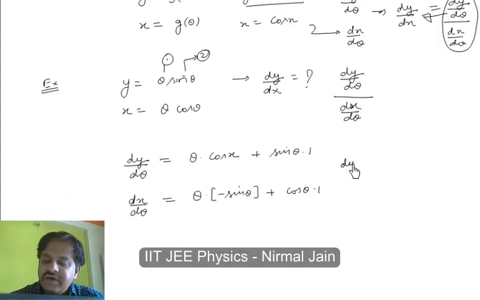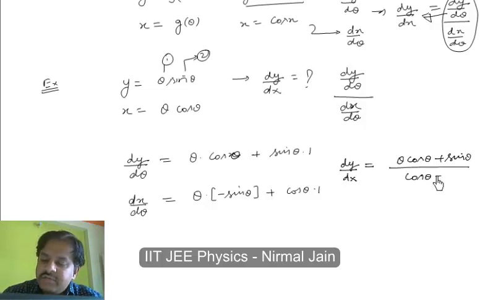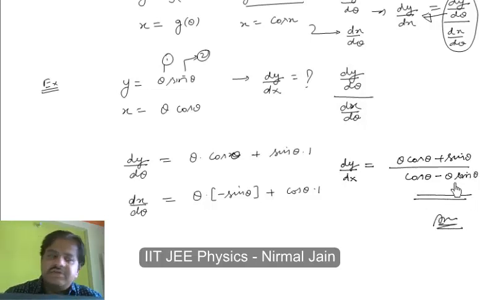So dy/dx is very simple: (theta cos theta + sin theta) divided by (cos theta minus theta sin theta). This is the final answer.